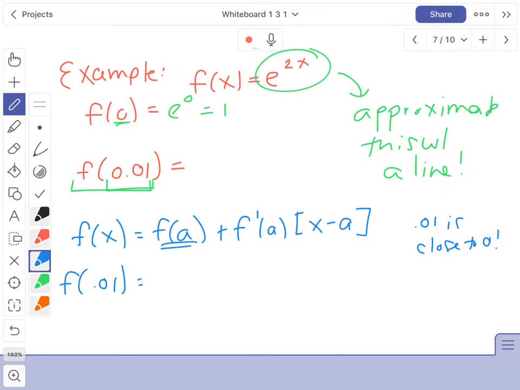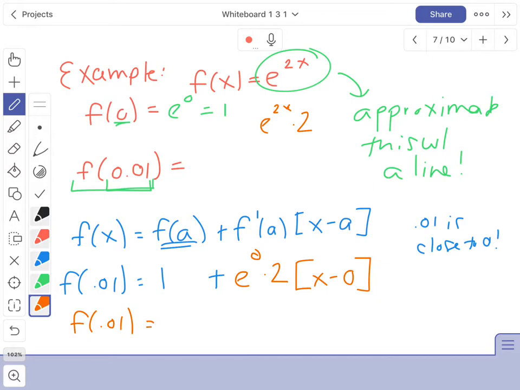And we know f of 0, we said up top, was 1. Now, we'd have to find the derivative of our function at 0, so we can quickly go find that derivative. We know the derivative of this would be e to the 2x times 2. So the derivative at 0 would be e to the 0 times 2. And we'd multiply that by x minus a, and our a value is 0. So f of 0.01 should be 1 plus, what do we have here? We have 2 times x. And our x value, I should have replaced already, is 0.01.